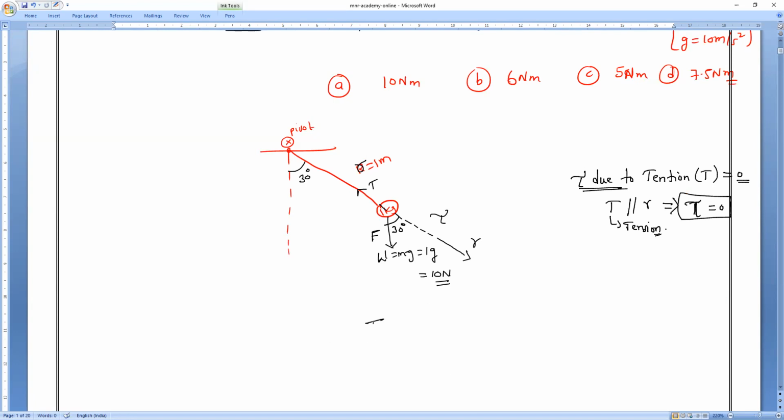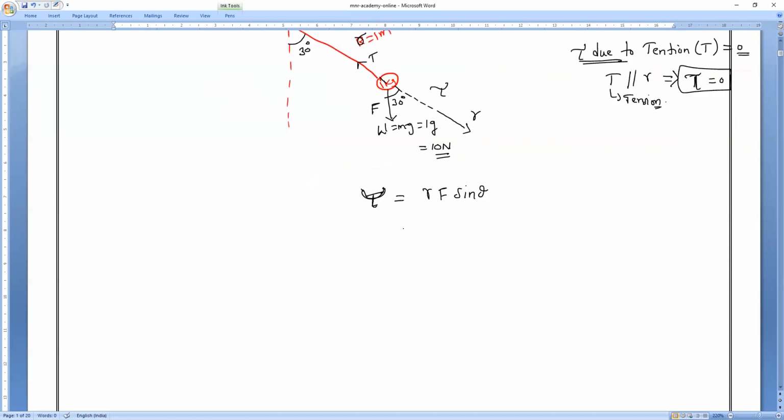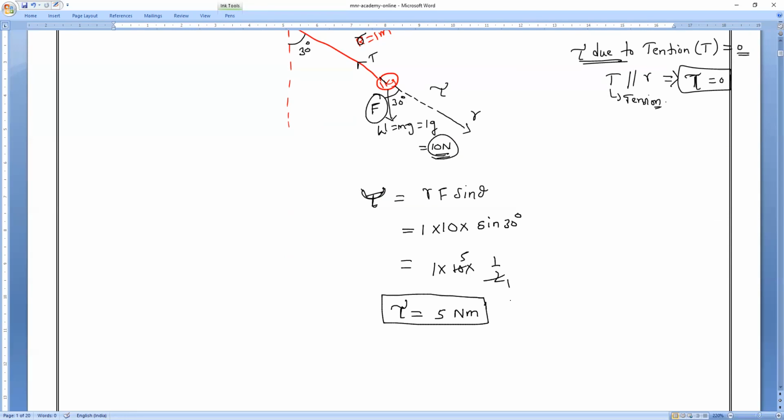So what is the formula? Everybody, torque is equal to RF sin theta. So the R value is 1, the F value is 10, and sin 30. Now, sin 30, so 1 into 10 into sin 30 value. Anybody? 1 by 2. So the amount of torque is 5 Newton meter.